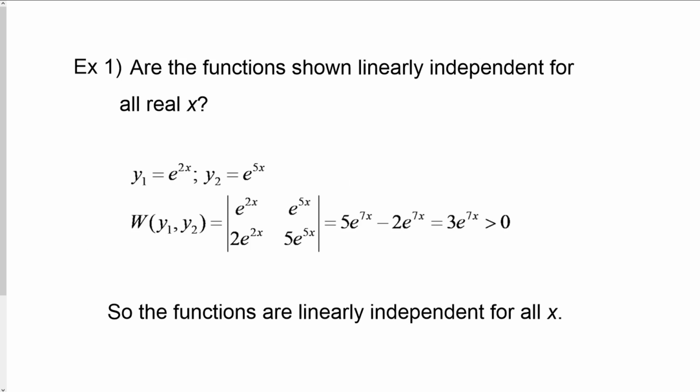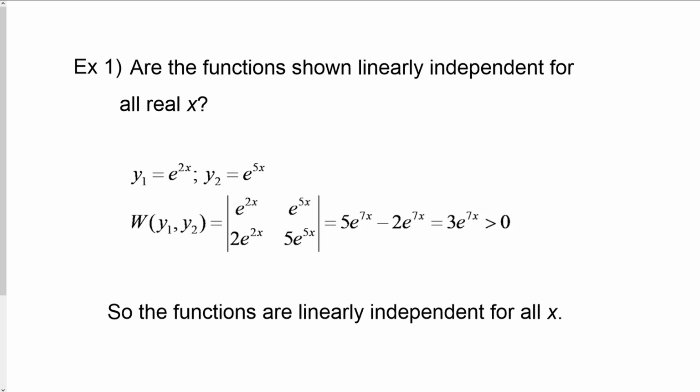Are the functions y1 equal e to the 2x and y sub 2 equal e to the 5x linearly independent for all real x, or we could say on the interval from negative infinity to positive infinity? So we set up the determinant of those two functions with y1 and y2 in the first row, and the derivatives of y1 and y2 respectively in the second row.